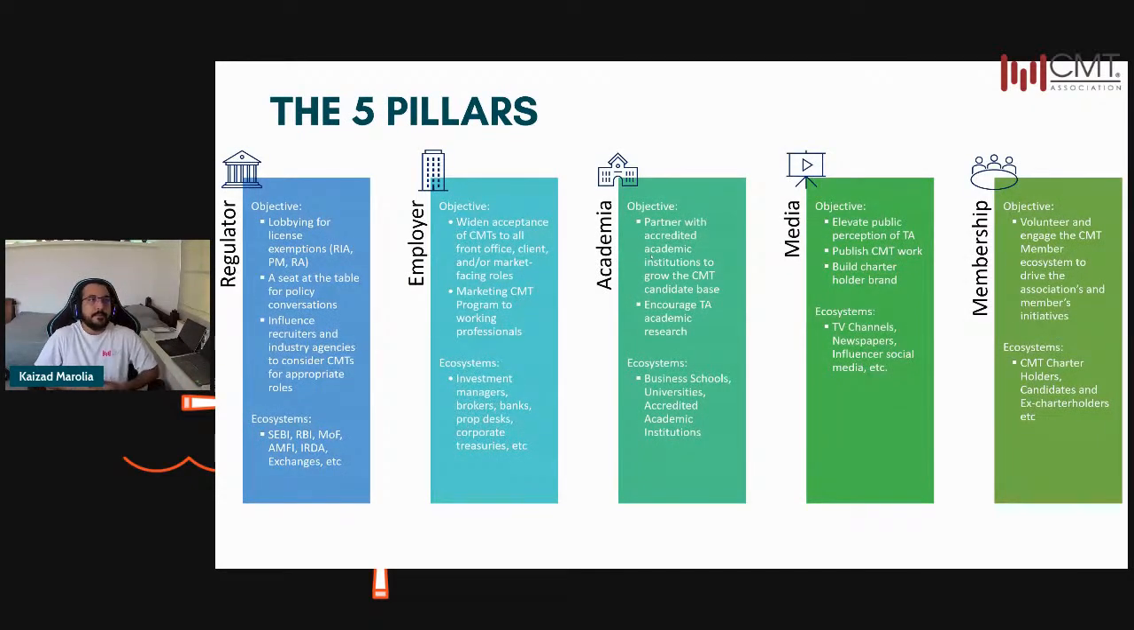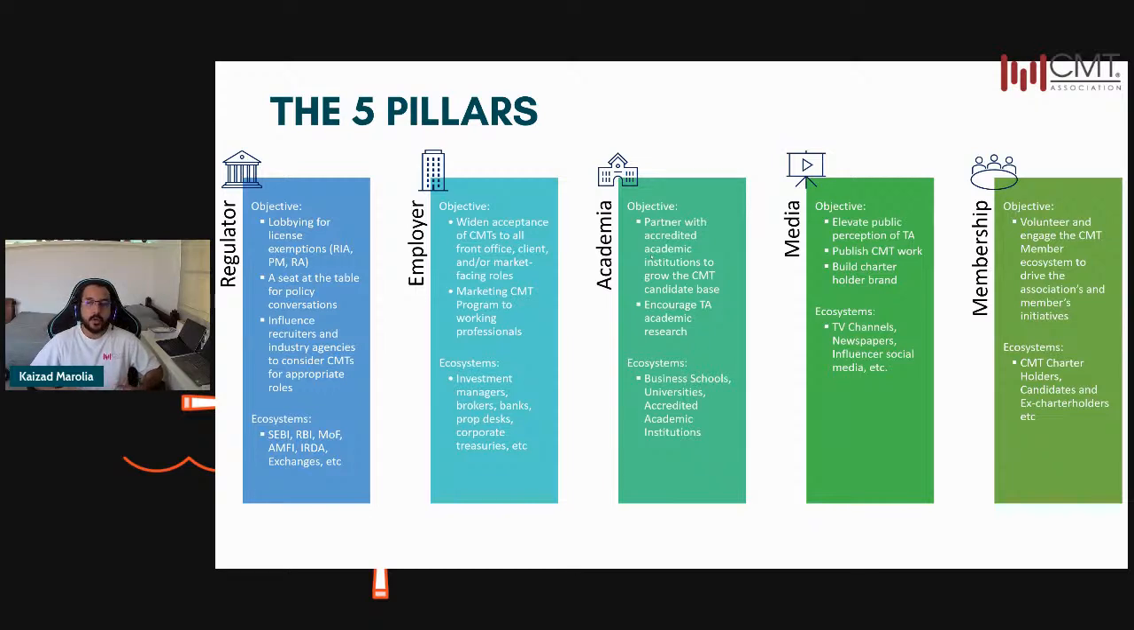So, what are the five pillars? These are the five ecosystems that we as an association work with, and we work with them in different formats. We've covered, I think, two of them in the past quite deeply, which is the employer and academia pillars. But today we're going to go across all five of them. Starting with the regulators. As you saw in the previous slide, right, how FINRA accepted CMT level 2 candidates, past candidates, as an exemption to Series 86 examinations.